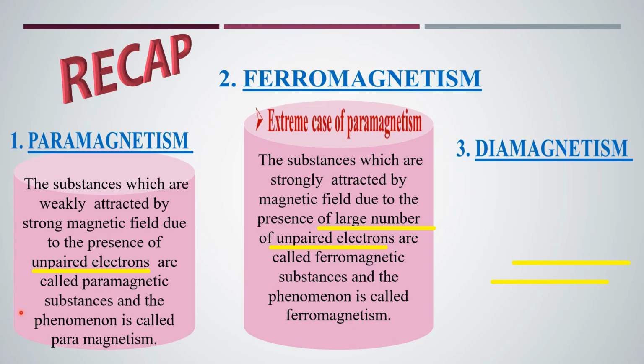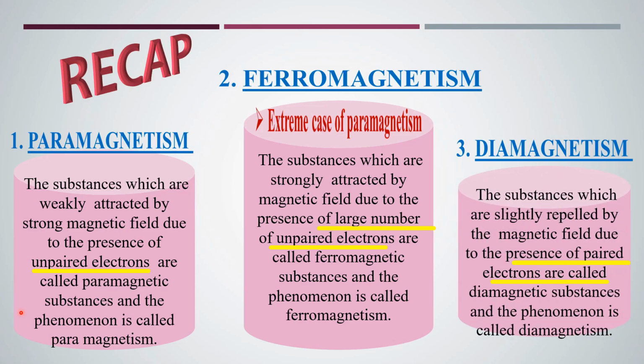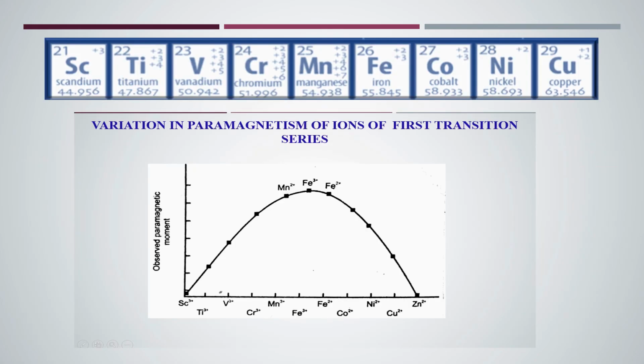Third, diamagnetism. The substances which are slightly repelled by the magnetic field due to the presence of paired electrons are called diamagnetic substances, and the phenomenon is called diamagnetism. In the first transition series, aka 3d series, at the beginning, the substances are paramagnetic. The paramagnetic behavior increases, reaches a maximum, that is ferromagnetism, at manganese and iron, and then decreases again to the diamagnetic behavior of copper and zinc.